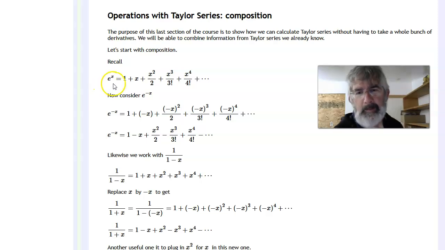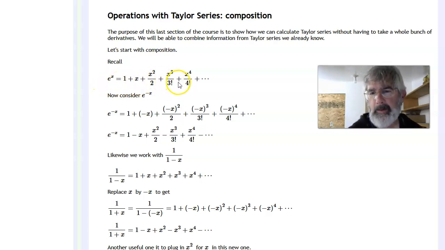Let's take a look at the Taylor series that we've run across a couple times already here. e to the x is 1 plus x plus x squared over 2 plus x cubed over 3 factorial plus x to the fourth over 4 factorial plus, and so on. The nth term would be x to the n over n factorial, right? Just keep going forever. I want to look at the function e to the minus x.